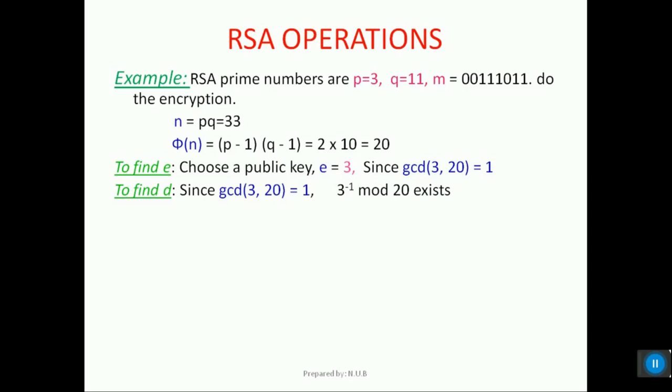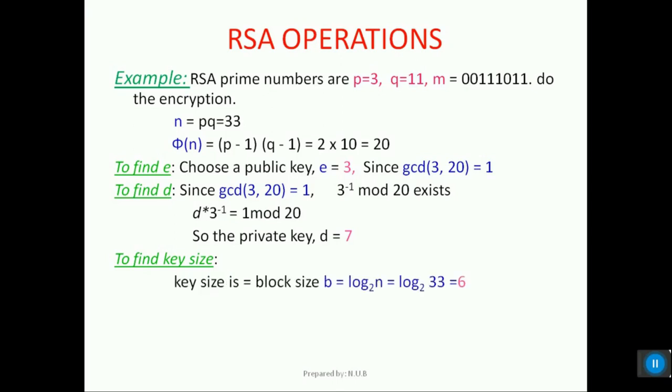Since GCD of 3 and 20 is equal to 1, there exists a 3 inverse. So D into 3 should be equal to 1 mod 20. So let us select a value for D as 7. 7 into 3 is 21. 21 mod 20 is 1. So this is acceptable. So we have the encryption key as 3 and the decryption key as 7.